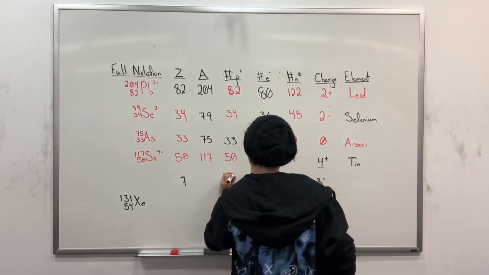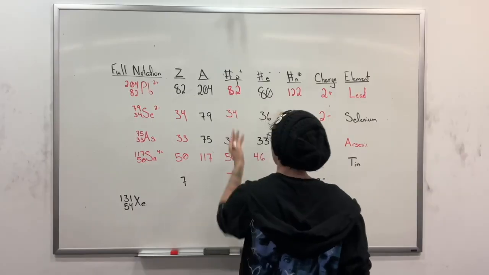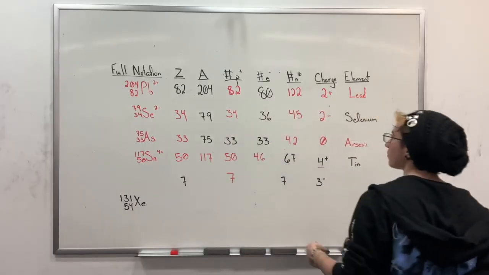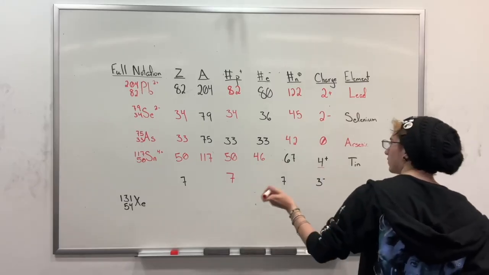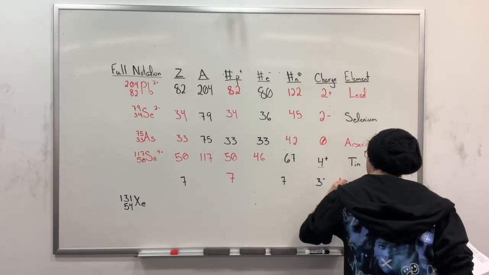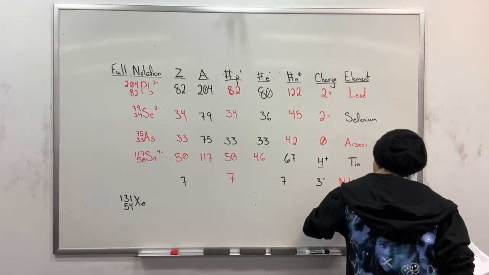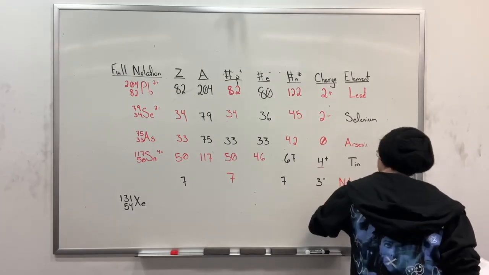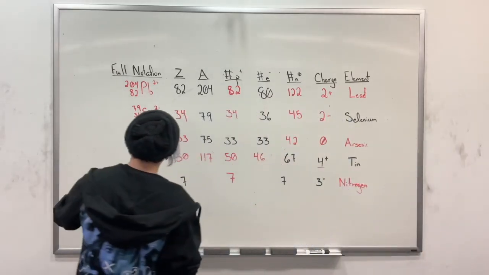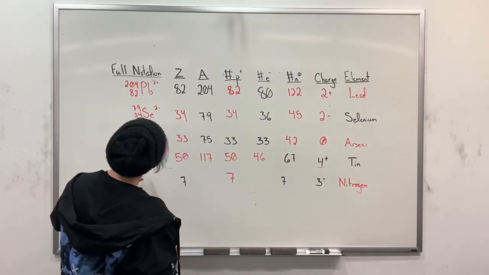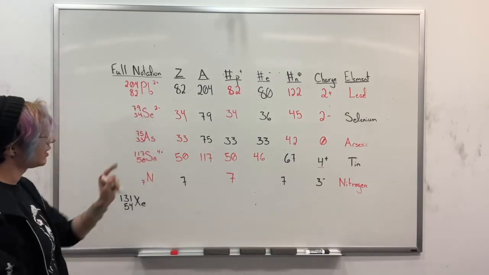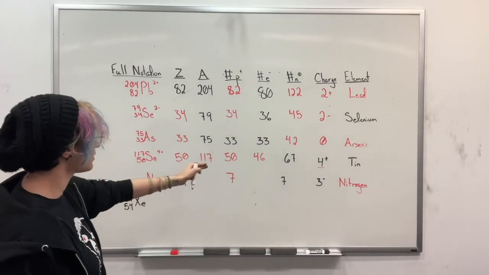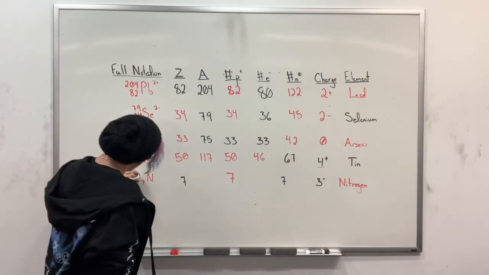It doesn't really matter which order you fill this in. I'm just going to fill in the protons first. By the way, 7 protons, atomic number of 7. We are looking at the 7th element on the periodic table, which is nitrogen. So we can fill in part of our notation here. N with a 7 in the bottom left. Number of neutrons is 7. So again, 7 plus 7, our mass is 14.